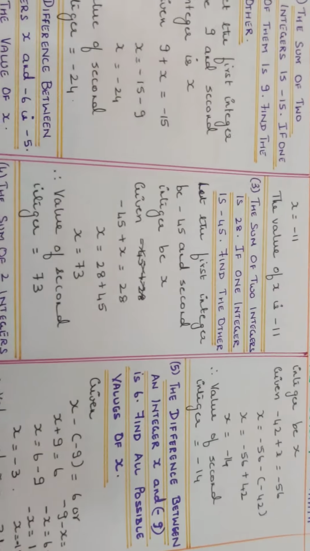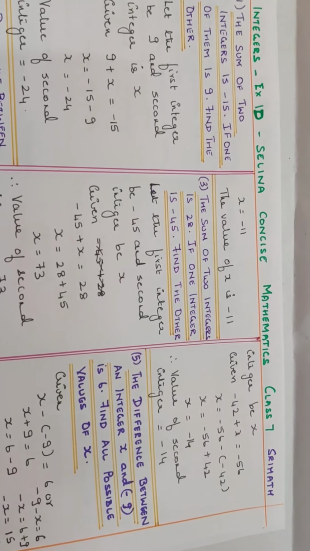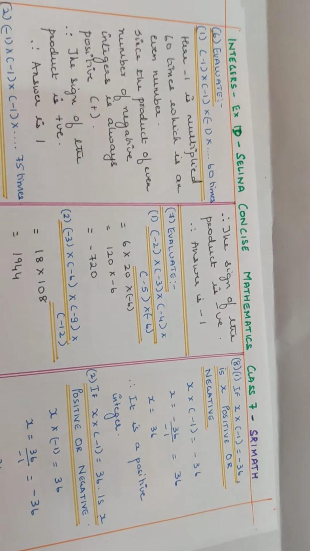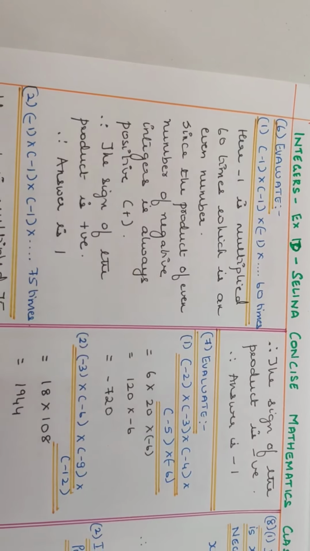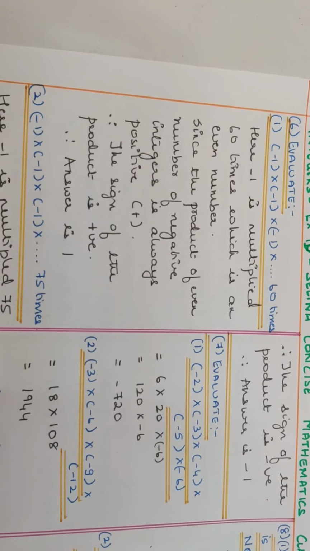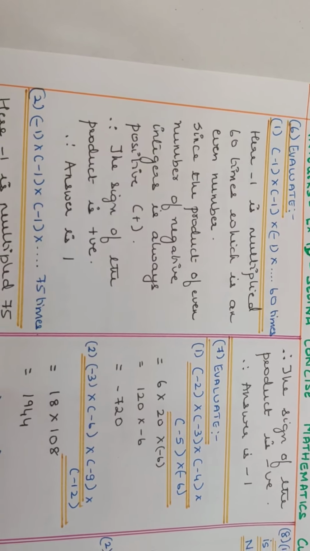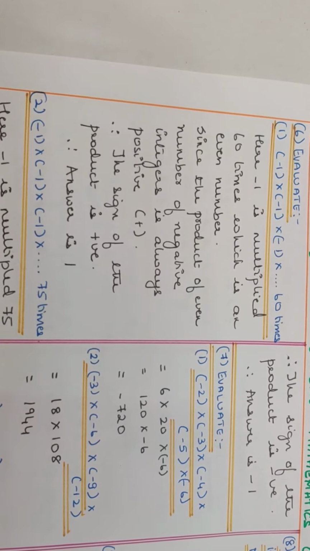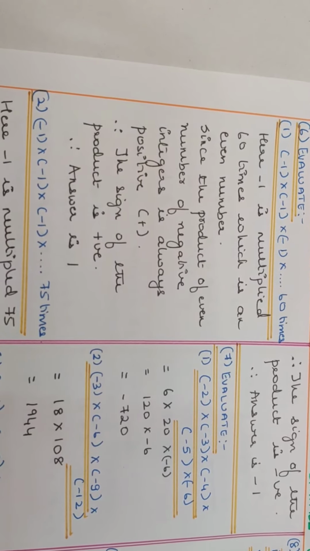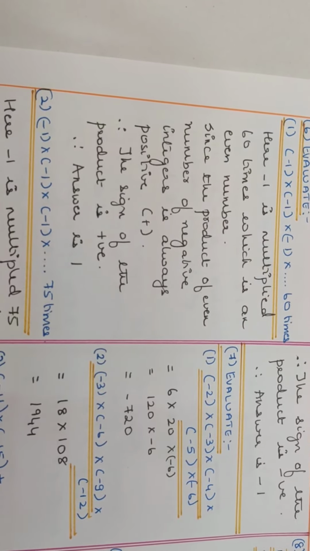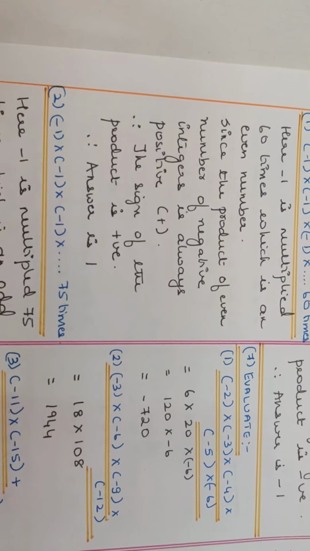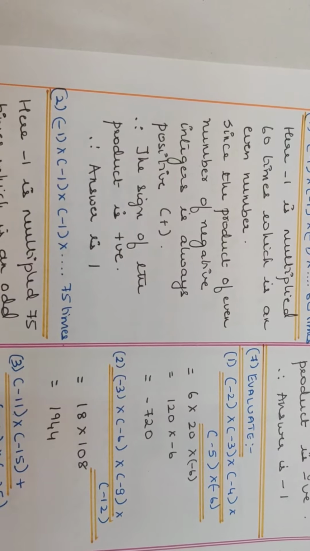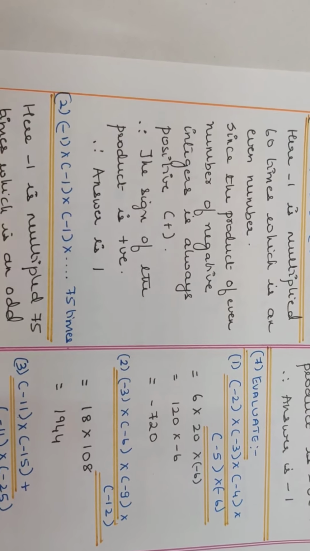So, we have finished the first 5 sums here. Now, let's move on to the sixth sum, which is also pretty easy. The sixth sum says evaluate minus 1 into minus 1 into minus 1, 60 times. Here minus 1 is multiplied 60 times, which is an even number. Since the product of an even number of negative integers is always positive, the sign of the product is positive. And since all the numbers are 1, the answer is 1.